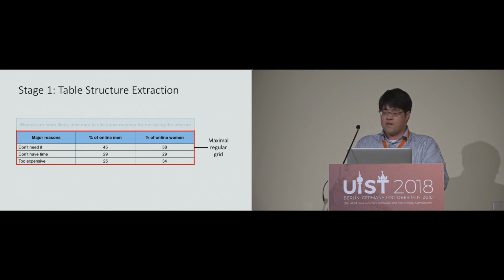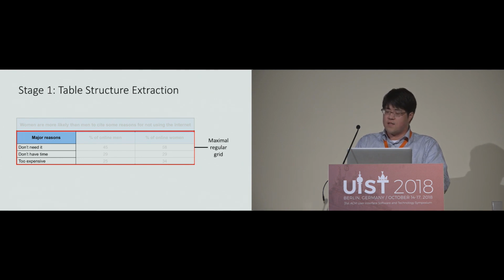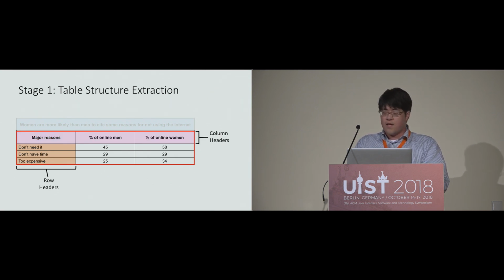As a first step of cell classification, our system finds the largest contiguous rectangular region, including the lower right corner of the table, with no merged cells. We call this the maximal regular grid. Our system looks at the cells in the leftmost column of this maximal regular grid, and if the data type of these cells is different from the cells to their right, we classify them as row headers. Same goes for the topmost row. And our system classifies the rest of the cells as data cells.